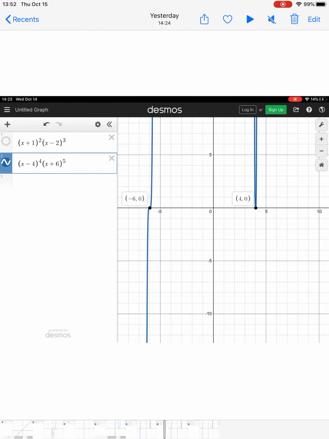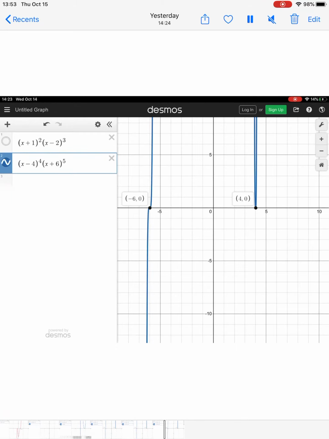But you don't just list them. They say state the multiplicity. So I would say a zero at -1 with a multiplicity of 2 because the exponent is 2. For the second part, a zero at 2 with a multiplicity of 3 because the exponent is 3. Okay? For the second one, you have an x-intercept at 4 with multiplicity 4 and an x-intercept at -6 with multiplicity 5. So you're just kind of repeating it over and over.